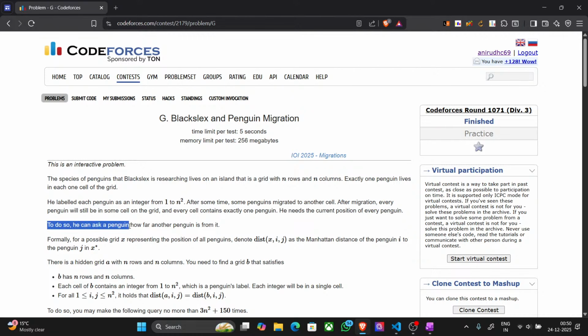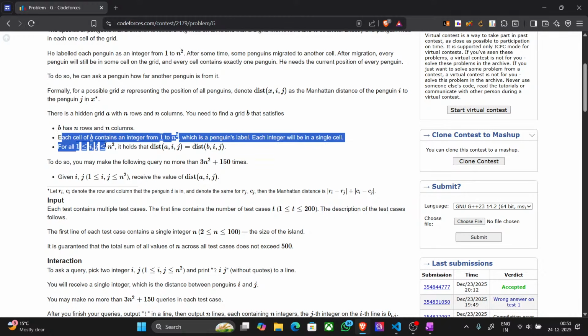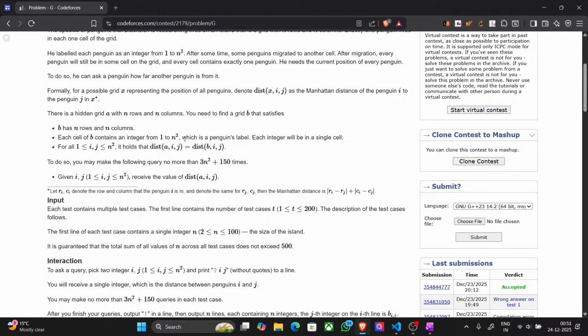To do so, he asks a penguin how far another penguin is from him. Formally, given a possible grid X representing the positions of all penguins, denote distance(X, i, j) as the Manhattan distance of penguin i to penguin j in X. Here is the hidden grid A with n rows and n columns. You need to find the grid B that satisfies: B has n rows and n columns. Each cell of B contains an integer from 1 to n square, which is a penguin's label.